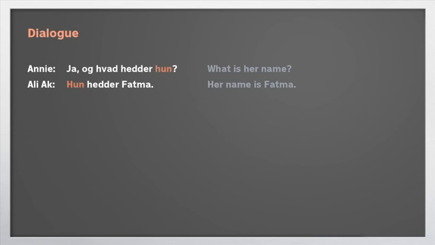In this dialogue, Annie and Ali are talking to each other. They are not talking to Fatma. They are talking about Fatma. Fatma is referred to as hun. Hun is a third-person pronoun. Hun is used when referring to females.